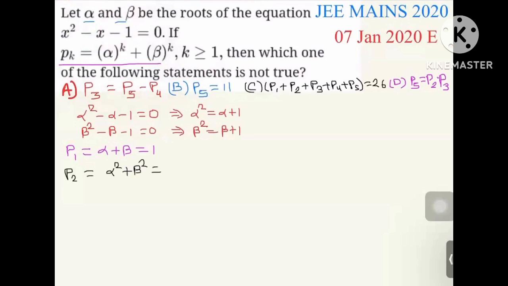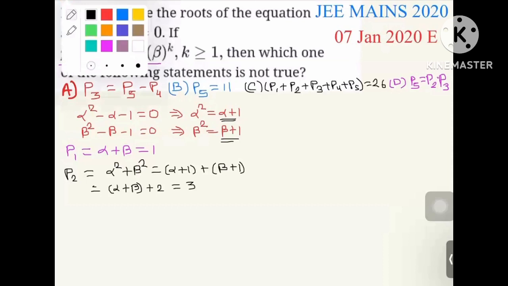But we know that alpha square is equal to alpha plus 1. So we can write alpha plus 1 plus beta square is beta plus 1. So we can write beta plus 1. So P2 is equal to twice of alpha, not twice. It is alpha plus beta plus 2. Alpha plus beta is 1. So P2 is equal to 3. Now next is P3.